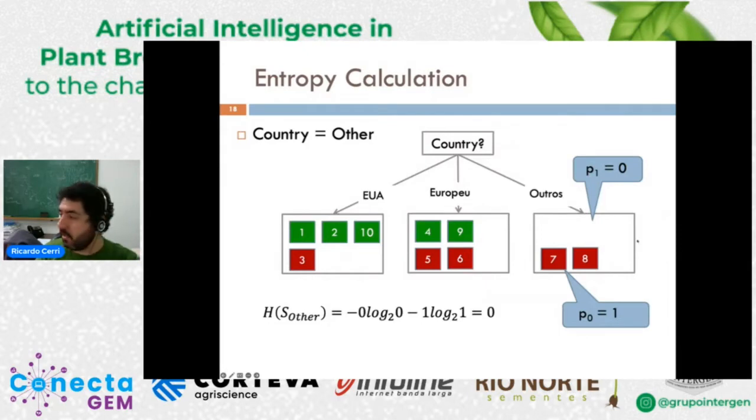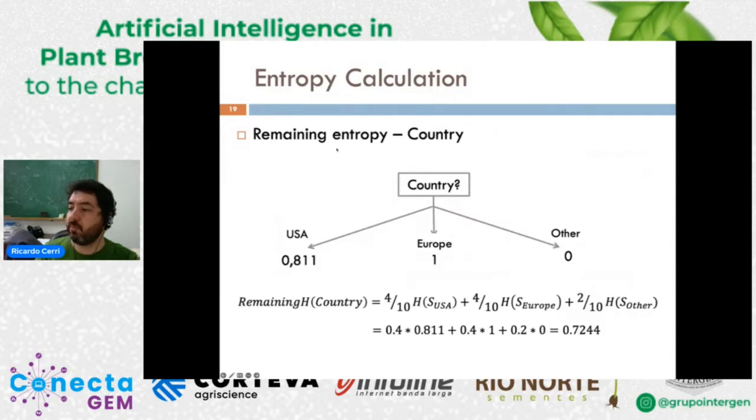The entropy here is the smallest possible entropy, because this subset is pure. Good. Now, how do I calculate the remaining entropy for the feature country? I just have to sum up all the entropies calculated for each subset constructed using the feature country.